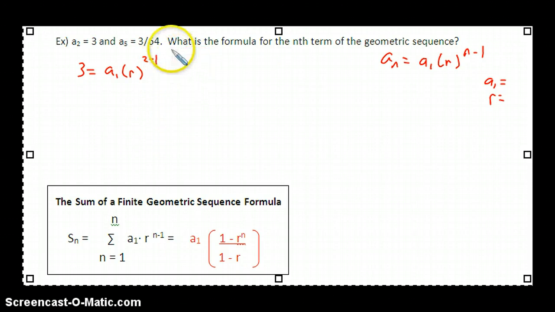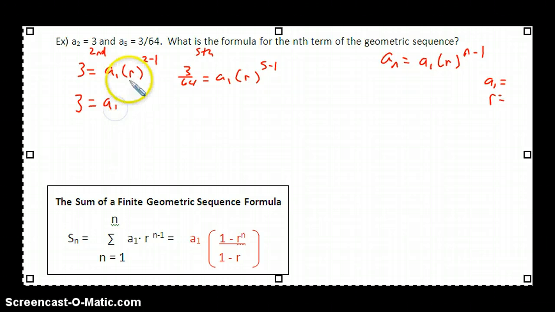The 5th term of the sequence, so if this is the 2nd term, then the 5th term of the sequence would be found by taking the 5th term of the sequence, setting it equal to the first term times the common ratio raised to the 5 minus 1. So over here, I get the first term basically times r, because that would be the first power. Over here, I get the first term times r to the fourth power.